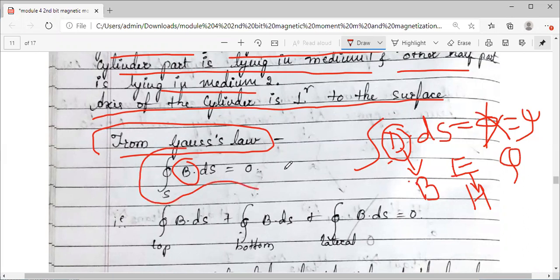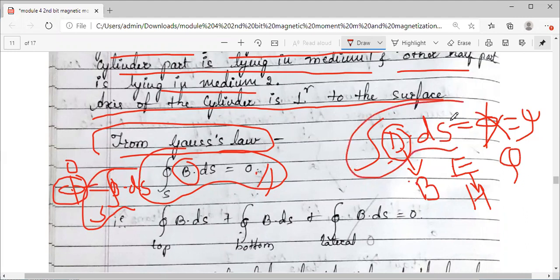Try to recall when we were dealing with scalar and vector magnetic potential, we came across this equation. Magnetic flux phi equals surface integral of B dot dS. Inside the considered closed surface, we had taken the flux equal to 0. So the integration of B dot dS equals 0. This is your Gauss's law for magnetic field.